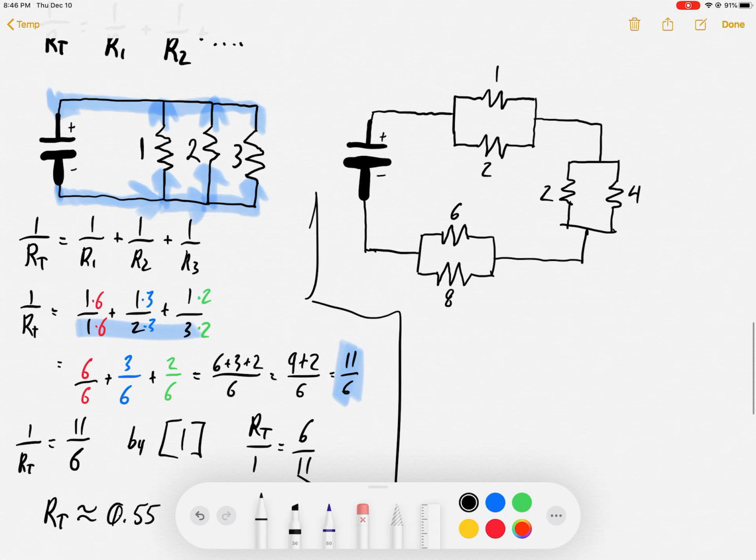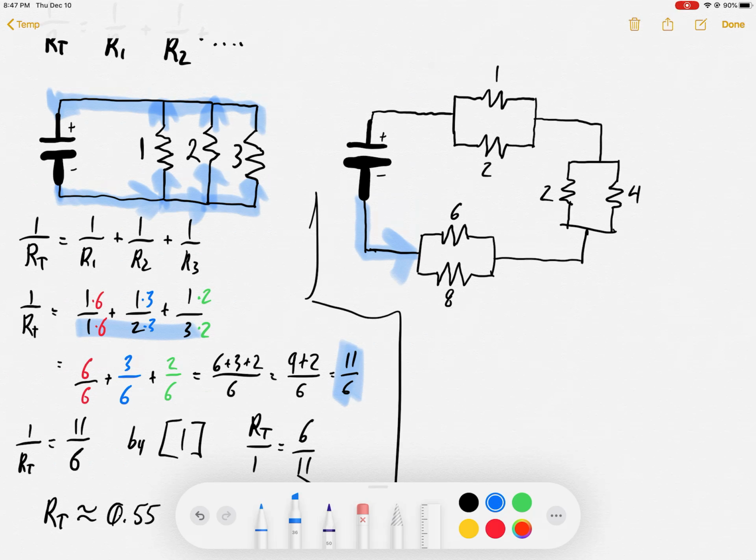So let's step it up a notch. Let's look at this second one. It looks scary, but it's really not. It's really not. The current is going to flow from the negative lead, and it hits a parallel circuit.